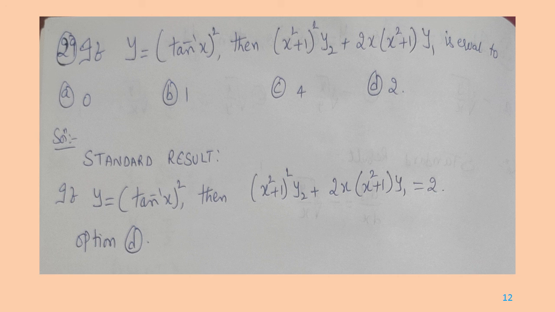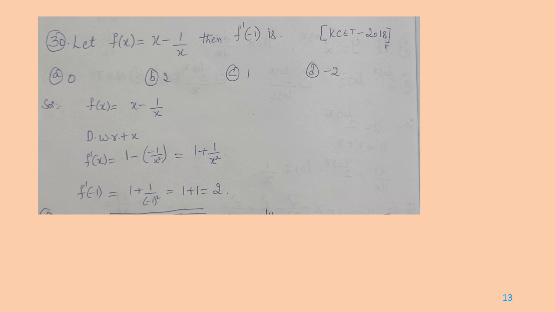Now the next problem, 29th one, if y equal to tan inverse x whole square, then x square plus 1 whole square y2 plus 2x into x square plus 1 y1 is equal to. See, this is a standard result. In regular PUC you will be learning this for 5 marks. The standard result is, if y equal to tan inverse x whole square, then x square plus 1 whole square y2 plus 2x into x square plus 1 y1 equal to 2. So that is the option.